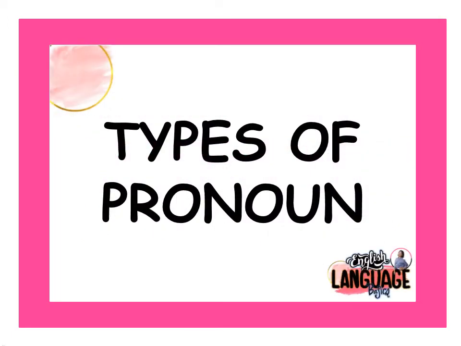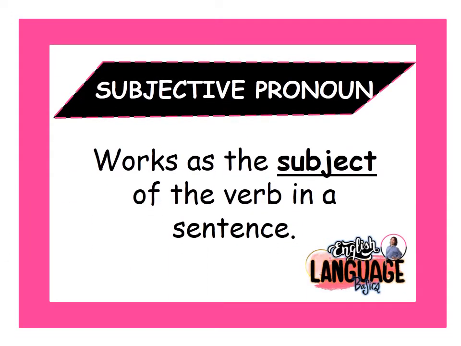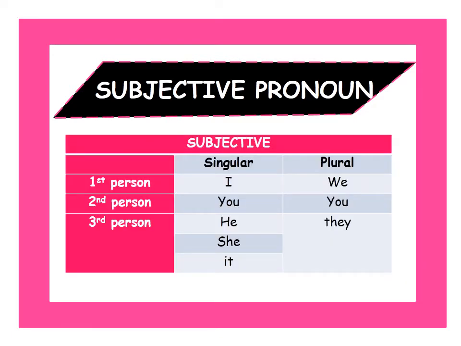There are 7 types of pronoun, as follows. First is subjective pronoun. In this type, the pronoun works as the subject or the doer of the verb in a sentence. Here is the list of pronouns which function as a subject in a sentence.